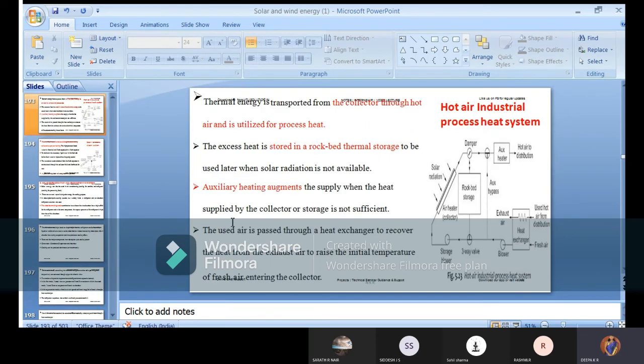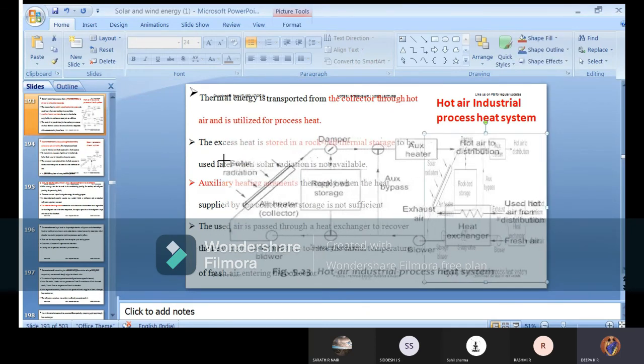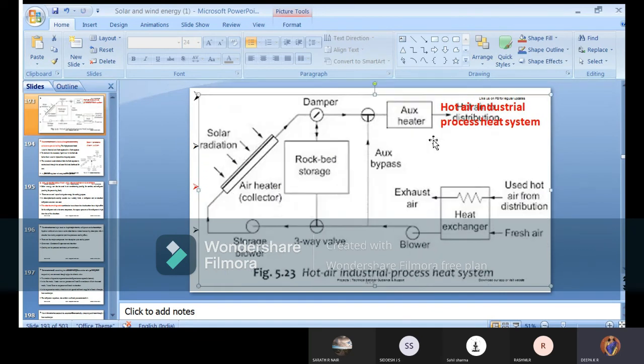So the first one, before going to that, we'll see the title of what exactly it is: hot air industrial process heat system. Of course the picture looks huge because it is one of the complete mechanisms we are going to describe here. I'll just enlarge the picture first. So, hot air industrial process heat system.